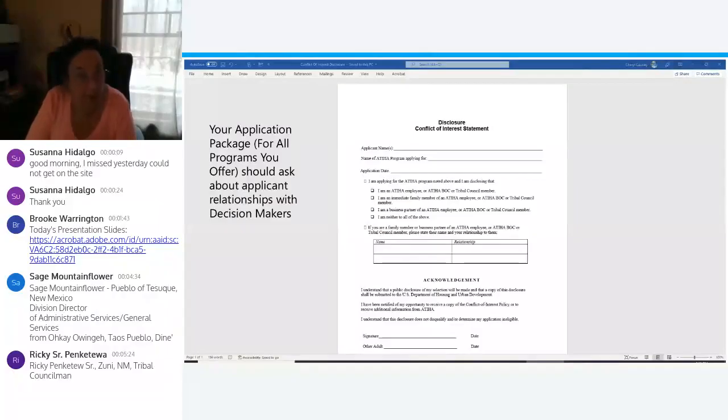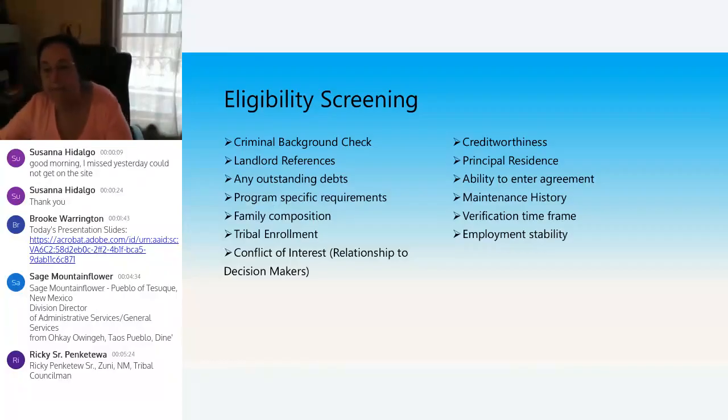So you've got to have one, to receive additional information from the housing entity. I understand that this disclosure does not disqualify or determine my application ineligible just because I'm related to somebody. On our reservation, we're related to everybody. But these are one of the things that you should have. That's one of the mechanisms that they will look for to make sure that you have it.